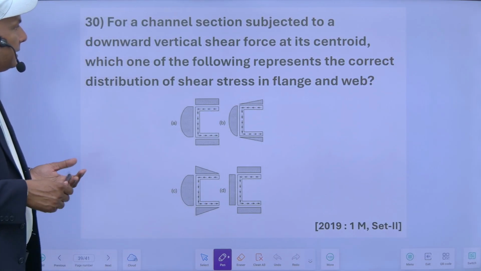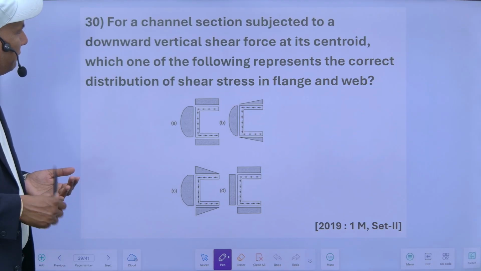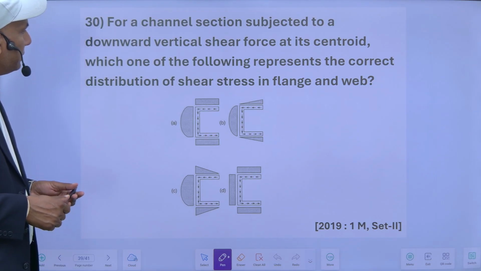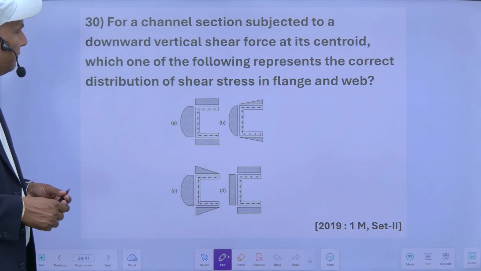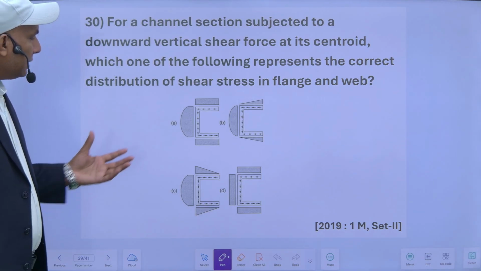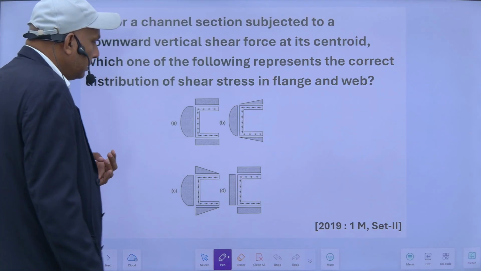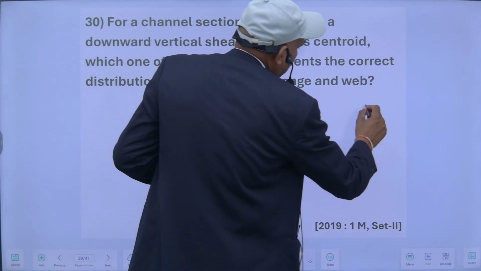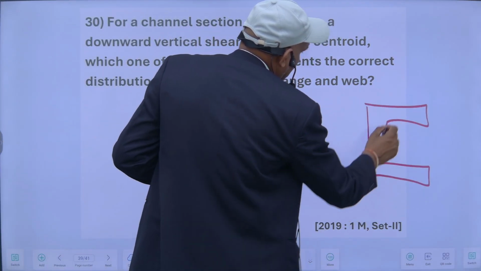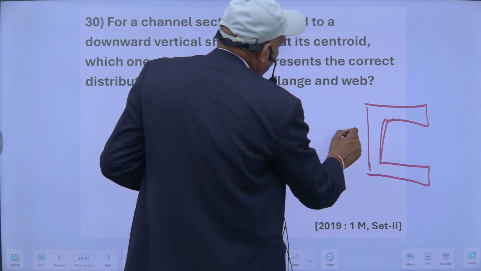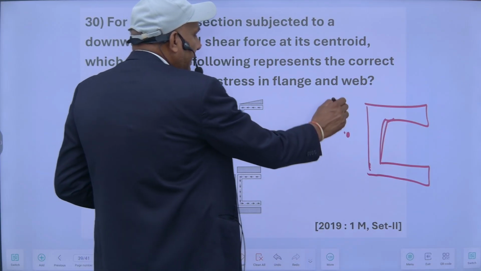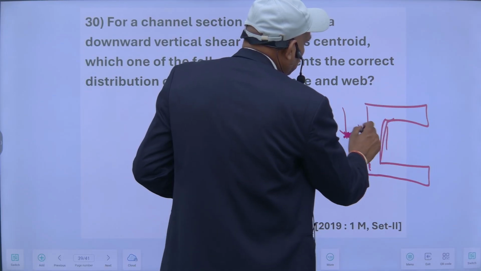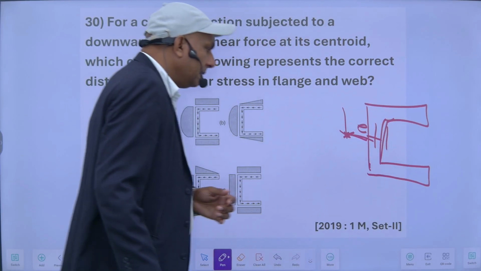Now for a channel section subjected to a downward vertical shear force at its centroid, which one of the following represents the correct distribution of shear stress in the flange and web? So in case of channel section, my shear center will be somewhere here. What does it mean? When shear force acts at this point, then no twisting will be there.